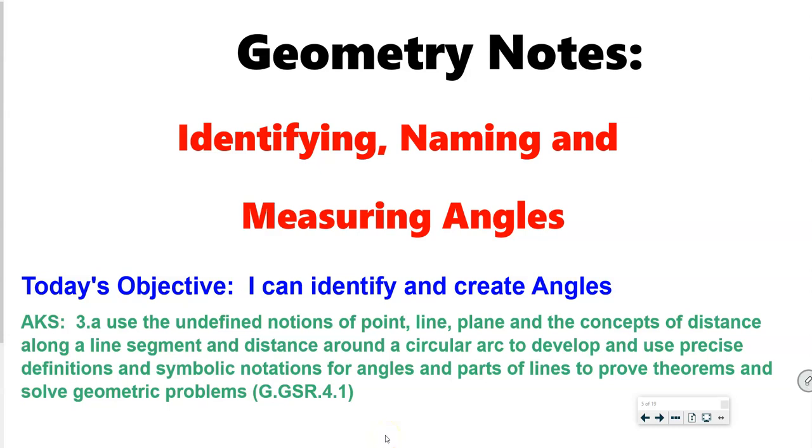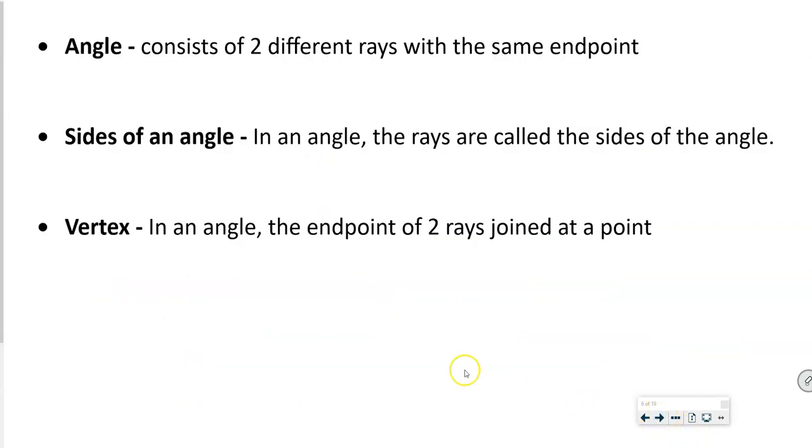So today's notes are on identifying, naming, and measuring angles. By the end, you should be able to create angles and name them and measure them, okay? So an angle consists of two different rays with the same endpoint.